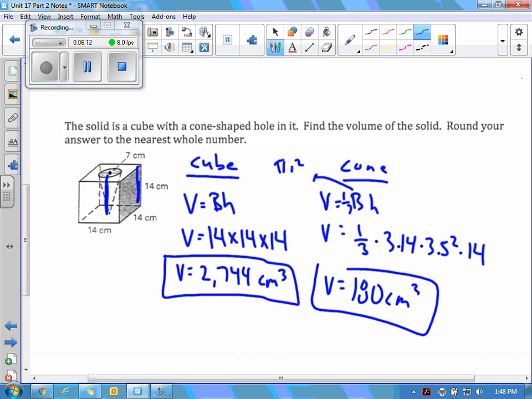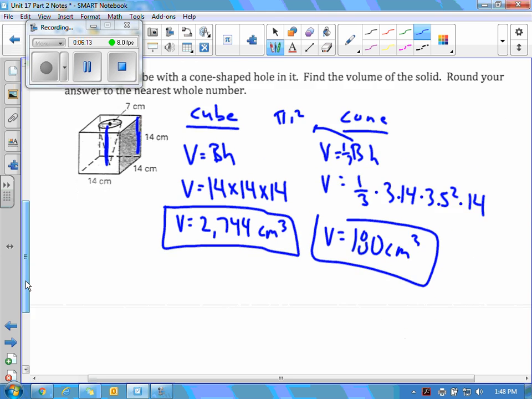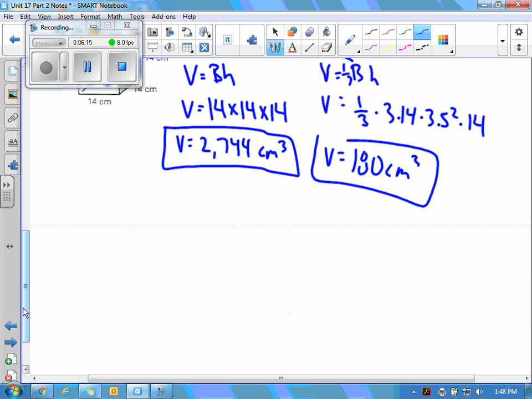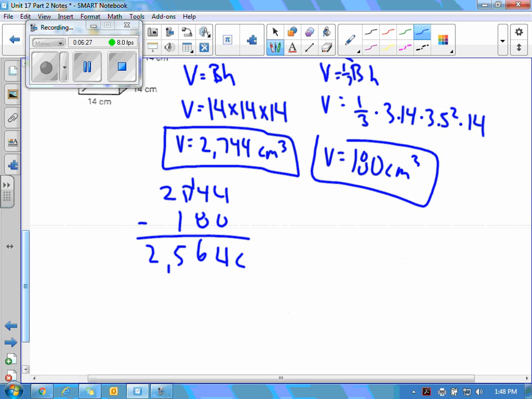So we have the volume of the cube, we have the volume of the cone, and now we can subtract and get our final answer. So we're going to take the cube and subtract the cone from it, and we'll wind up with 2,564 centimeters cubed.